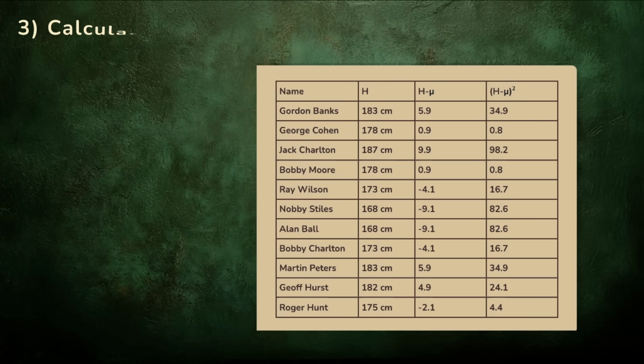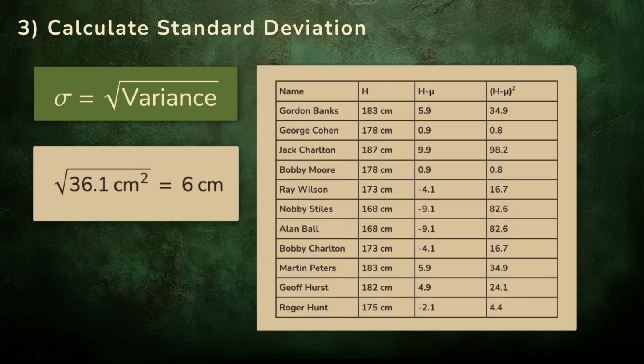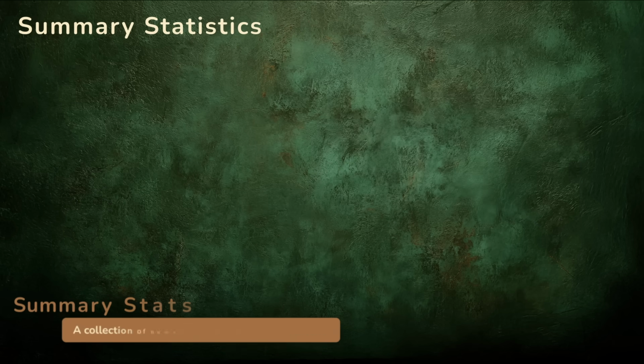And to get the standard deviation, we take the square root of the variance. That gives us 6 centimeters. Did you double check the units? Because you should really double check the units. The standard deviation has the same units as the mean, centimeters. A collection of numbers describing a population are often called summary statistics, or summary stats for short.